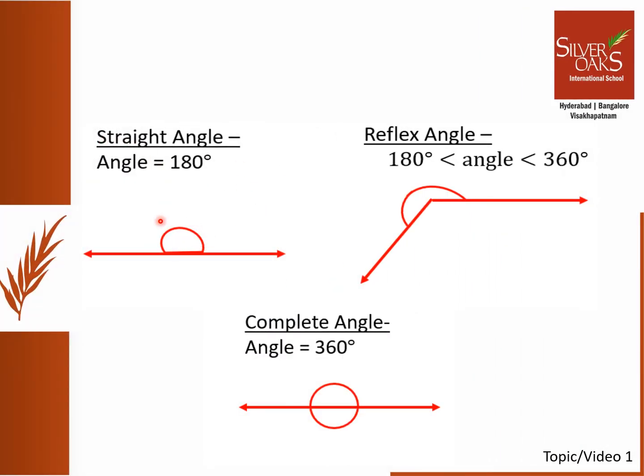Straight angle: an angle which is equal to 180 degrees. What is a reflex angle? An angle which is greater than 180 but less than 360 degrees. And a complete angle: the angle which is equal to 360 degrees.